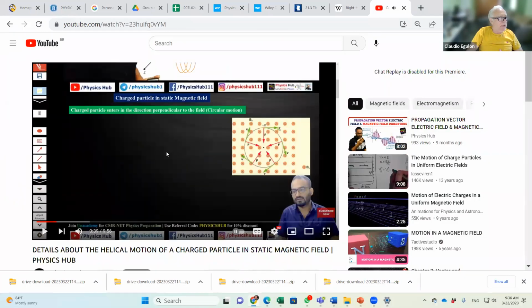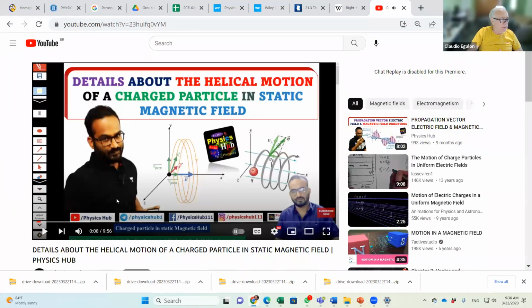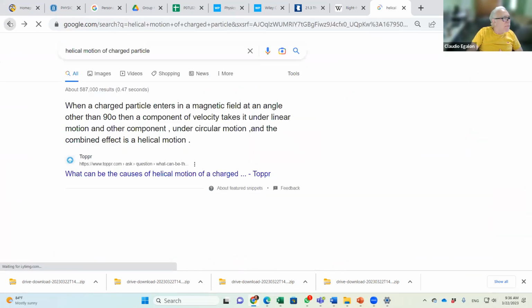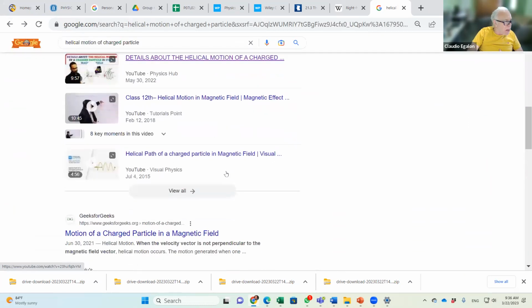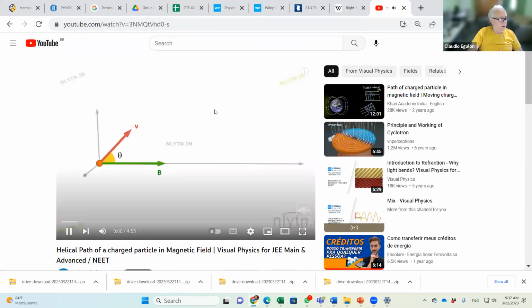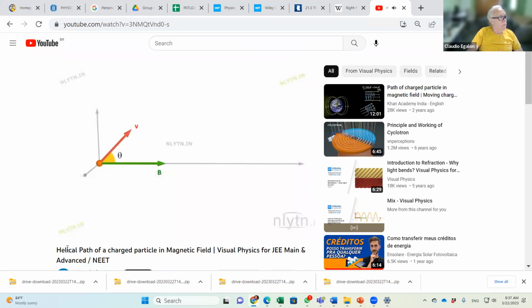Okay, we can stop here. The important thing here is this illustration that he made, and this type of motion is spelled out. Let's see if we have a better one. Helical path of charged particle in a magnetic field. Now let us consider a case where the velocity of the particle makes an angle with the magnetic field.